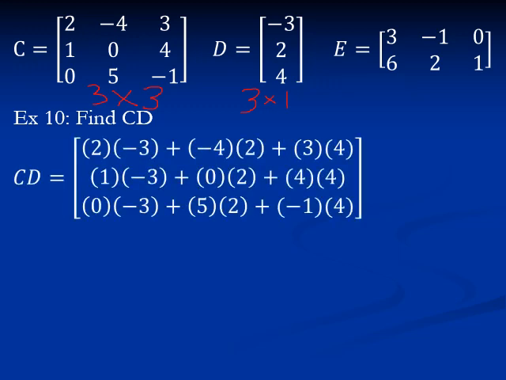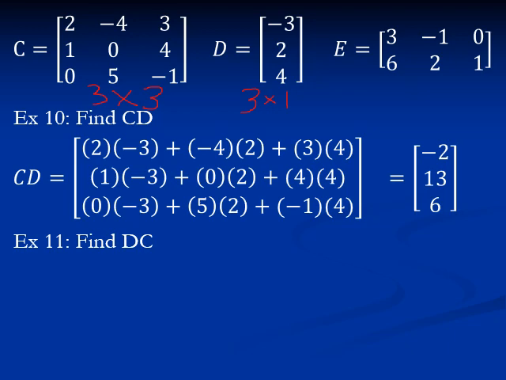When we multiply, it's 2 times -3, first row times the first column. So 2 times -3 plus -4 times 2 plus 3 times 4, sorry. Those 3 products get added up and they give us a -2. Then you do the middle row times this first column, and finally the bottom row times the first column, and that will give us the 3 elements in our 3 by 1 matrix. All right, find DC.